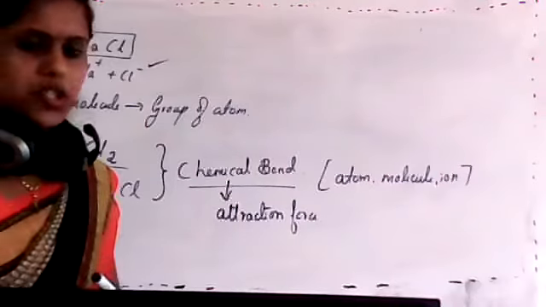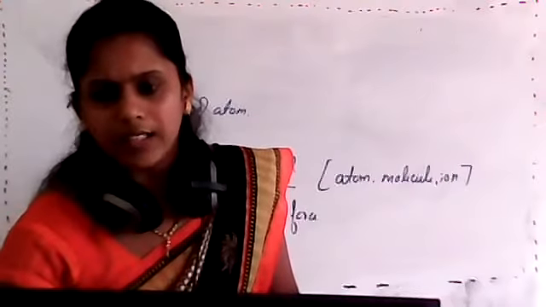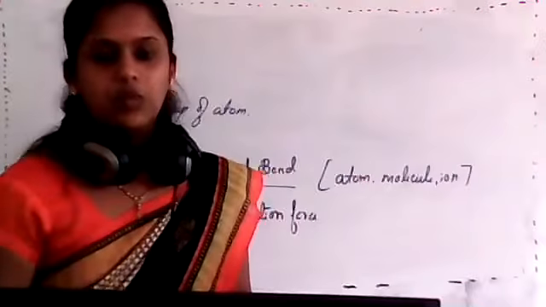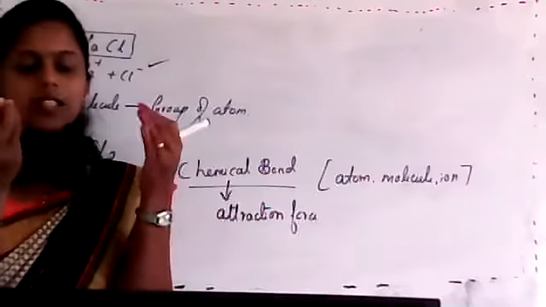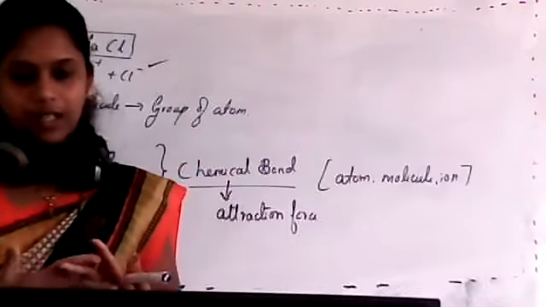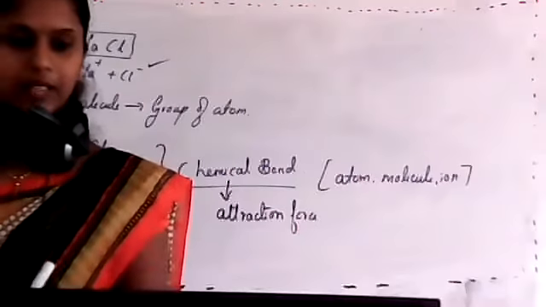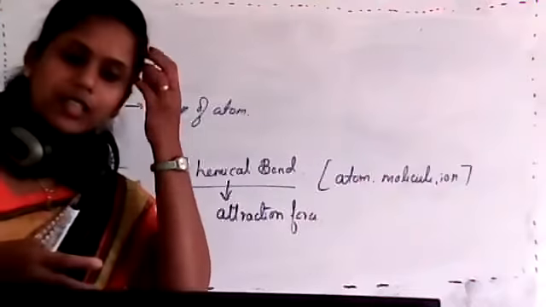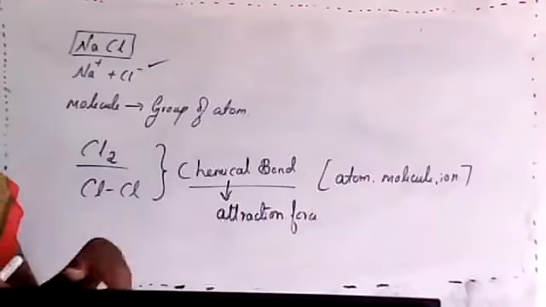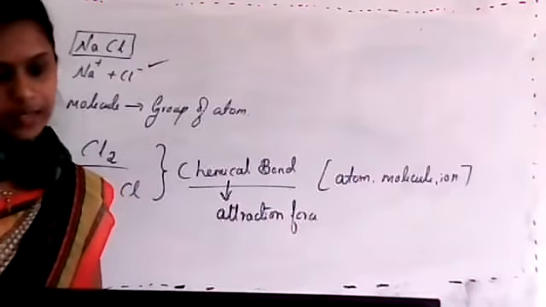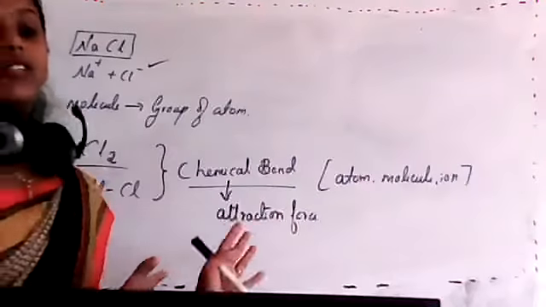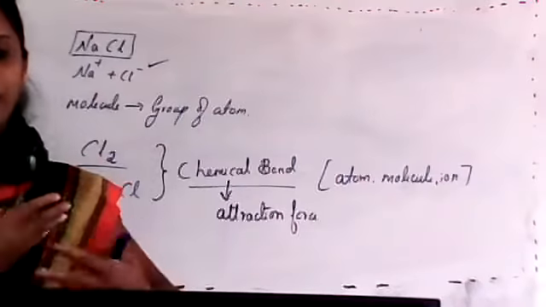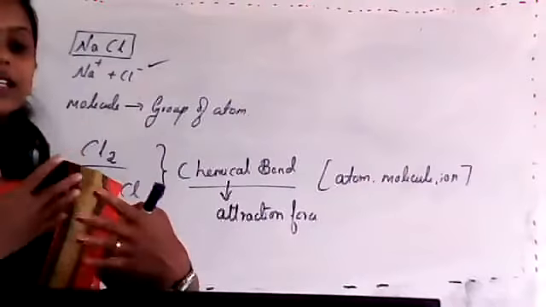Clear? So now the question arises: why will this chemical combination be held? Why do atoms combine? Why do they have a definite shape? There must be some logic, isn't it? Why they combine with each other, or how they combine with each other. To know the answers to these questions, there are several theories that were developed.